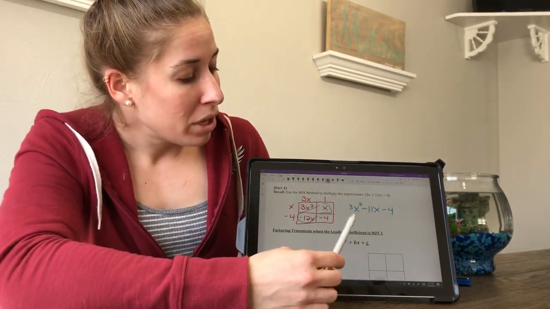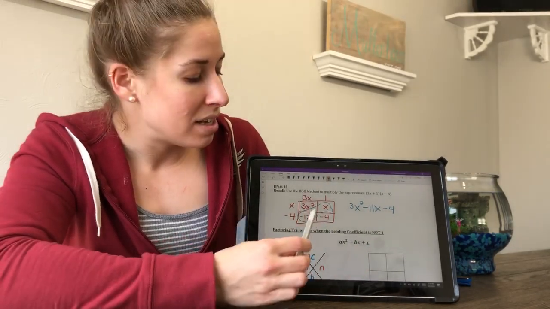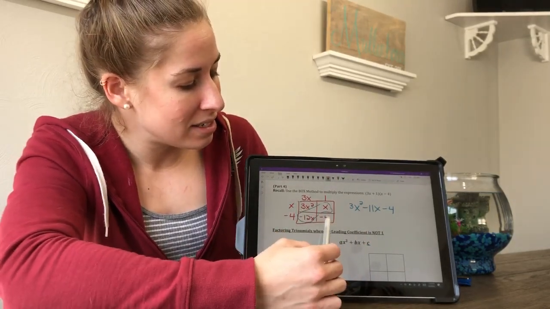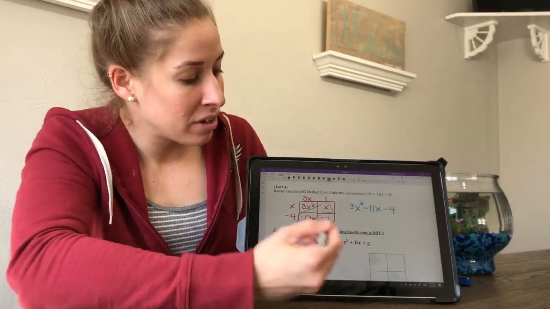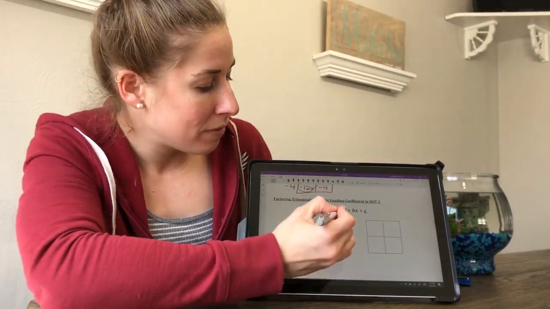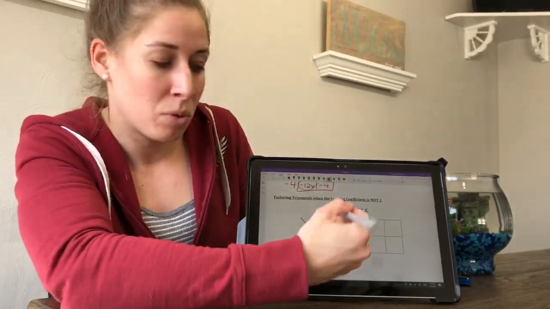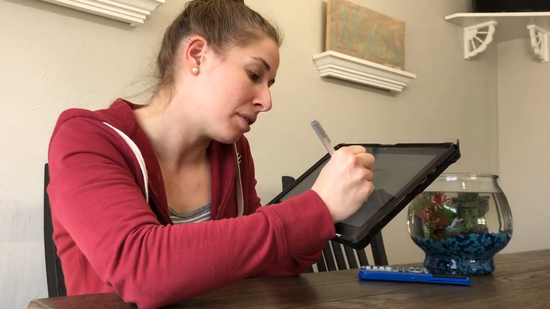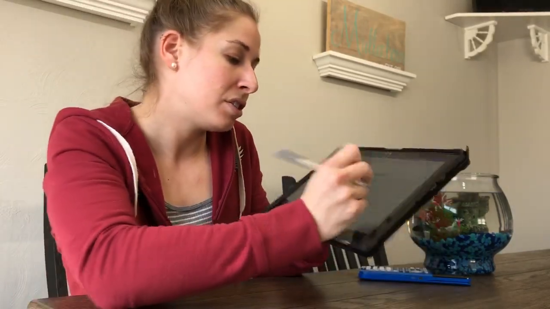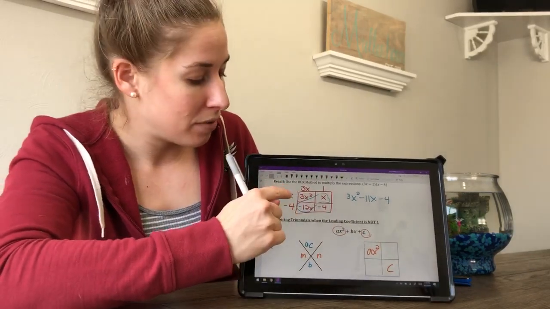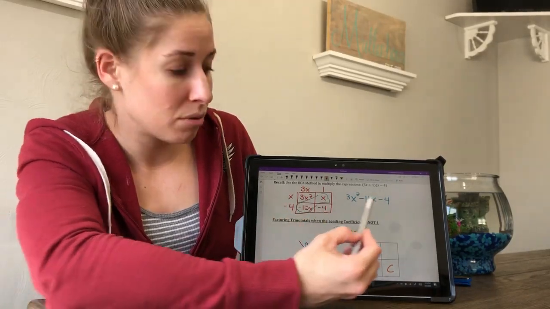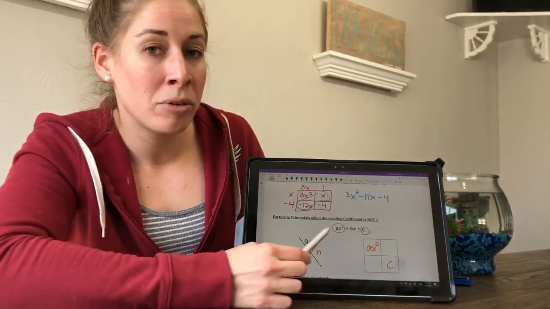What you should notice about that foiling process is the first times the first gave us this top left box, that 3x squared, and the last times the last gave us that -4, the last term there. And then the outer and the inner combined to give us that -11x. So when you fill in the box, that first term is going to go in that top left box, whatever it is. That last times last term, the C, is going to go in that lower right corner, just like when we FOILed in this previous example. Our first times our first gave us that 3x squared, which is the first term in our trinomial. Our last times our last gave us that -4, which was the last term in the trinomial. So those come from the trinomial that you're trying to factor.